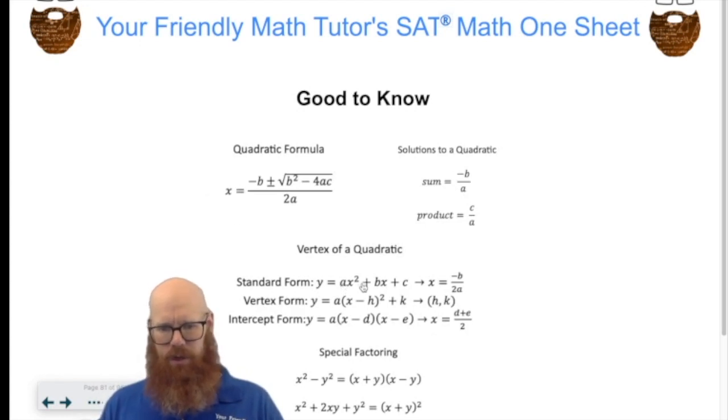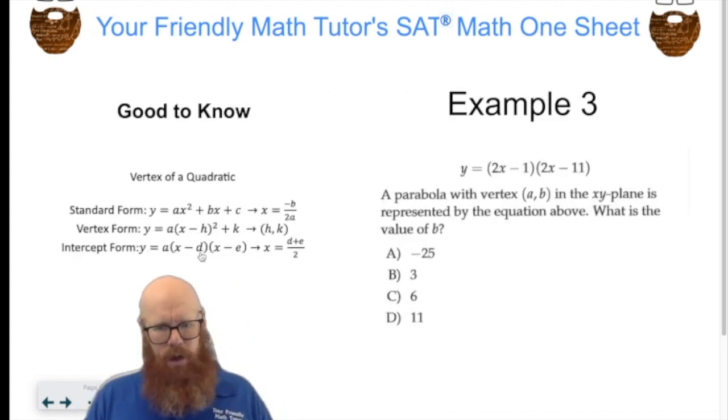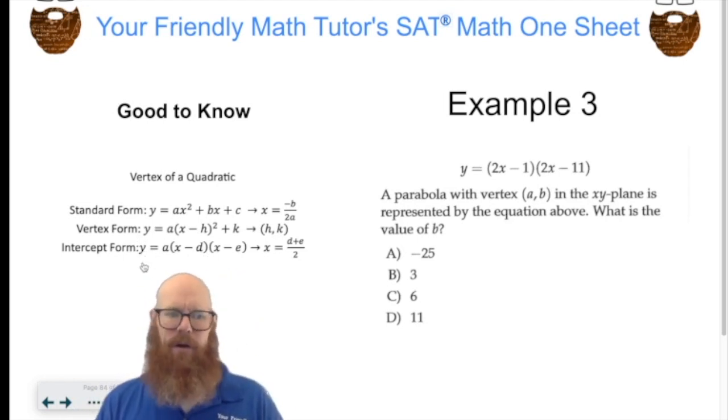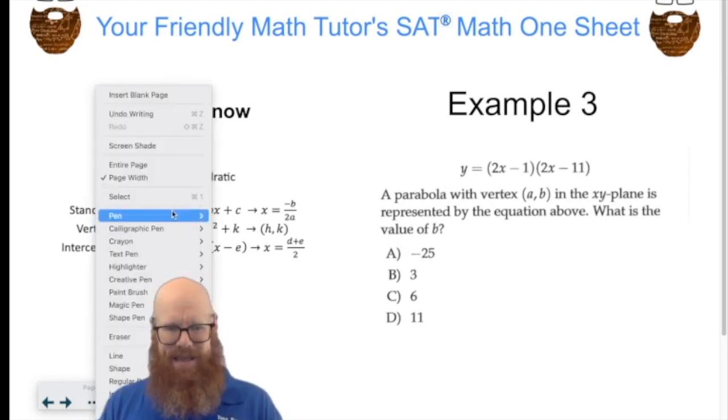And the next one we're going to take a look at is the vertex of a quadratic, actually the next three that we take a look at. So the vertex of a quadratic, depending on the form, you could have something in standard form, something in vertex form, and something in intercept form. Each of them you find the vertex in a different way, and instead of having to convert back and forth between the forms and waste time, it's best to just know how to find the vertex in each form.